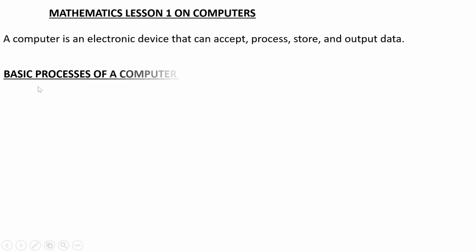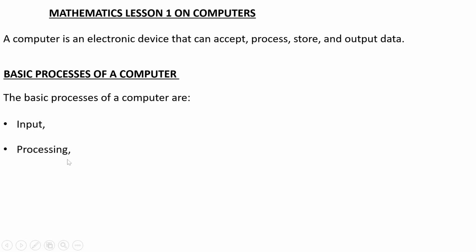Let's look at the basic processes of a computer. Number 1, input, is a basic process of a computer. 2, processing. Then 3, output, and store. So in the processes that a computer does, it accepts the input, then processes that input, and then it outputs that information or stores it. These are the basic processes of a computer.